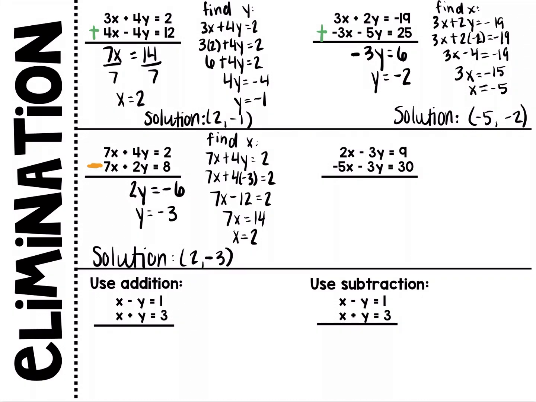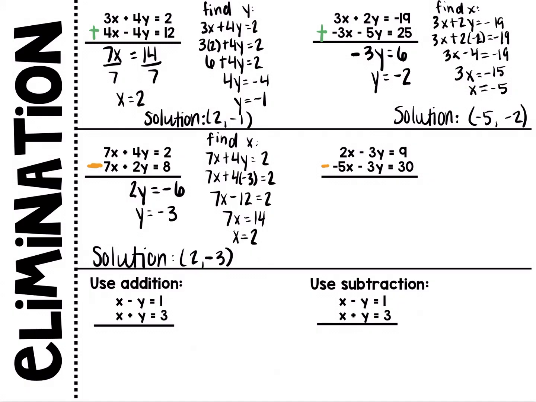I have 2x minus 3y equals 9 and 5x minus 3y equals 30. So if you notice, I have minus 3y on both of them. So I am going to subtract, because if I do negative 3y plus negative 3y, that's negative 6y. So that's not going to cancel out the 3y's. But if I subtract a negative, then that turns into addition, and negative 3y plus 3y is going to cancel out. So remember that double negative rule. If you have a double negative, you're really adding.